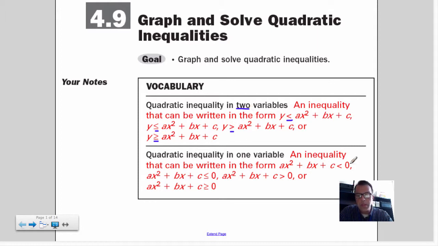If we set y equal to 0, then we're eliminating that variable y, and we'll deal with a quadratic inequality in one variable. And notice we're, of course, going to go through all four possibilities. We've got less than, equal to. We're going to deal with greater than, and equal to.